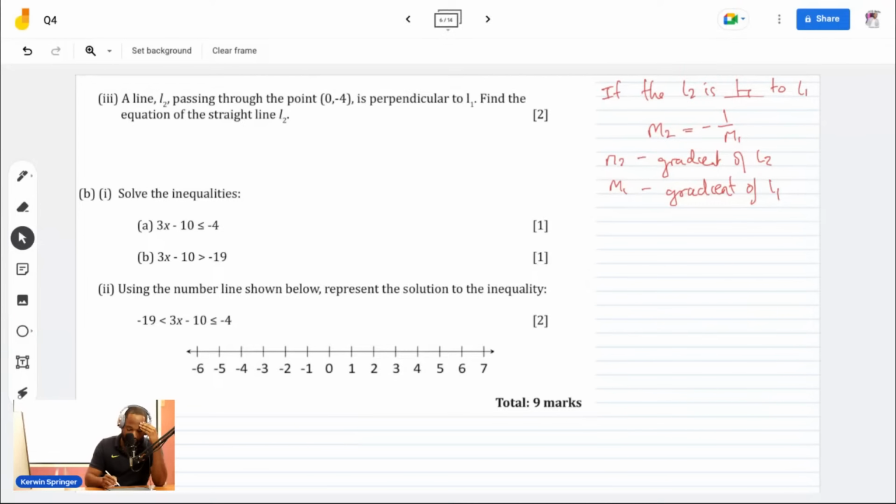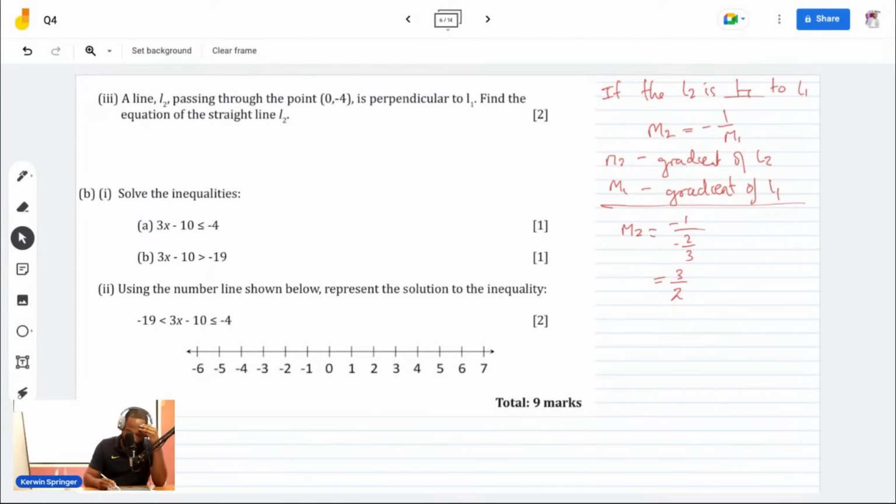So they gave us a point. Let's work out the gradient. So therefore M2 has to be, we already found the gradient of L1, and this is M1. So M2 has to be 3 over 2. So M2 has to be negative 1 over negative 2 over 3, which will be 3 over 2. You just flip it and change the sign.